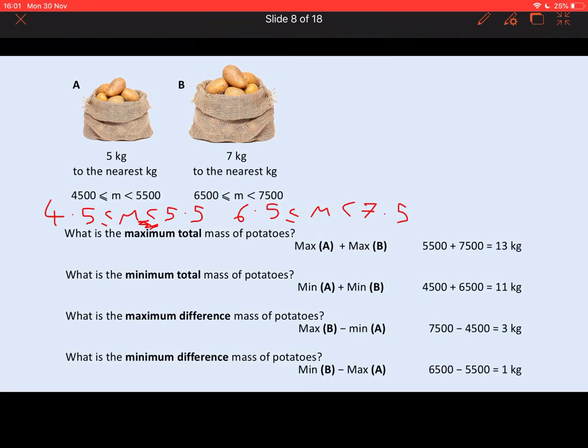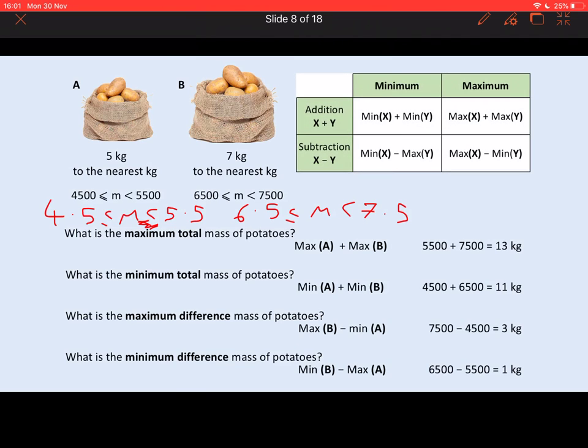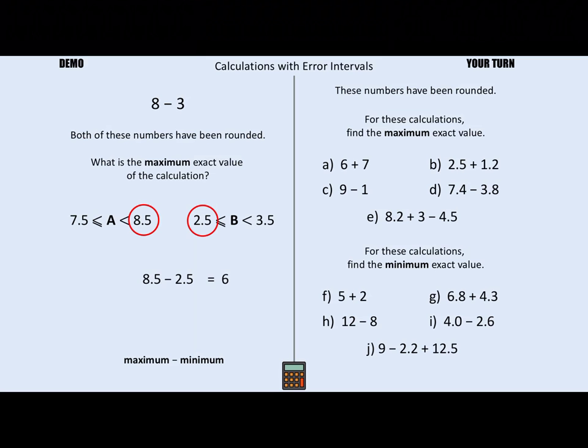And with that being said, you might actually find this kind of table really useful. That table is really handy when you're doing addition and subtraction with minimum and maximum values. So using that table, can you have a go at these questions on the right?